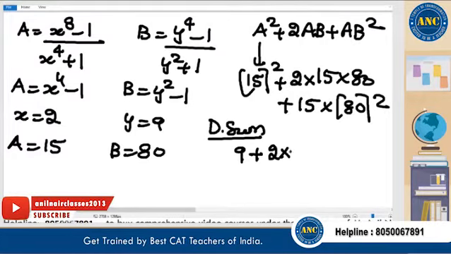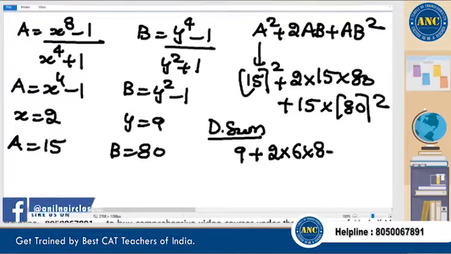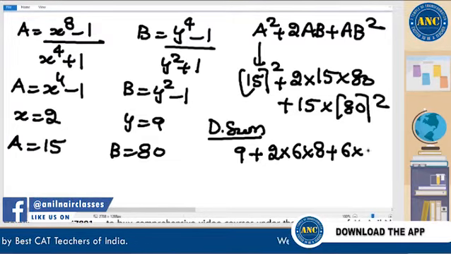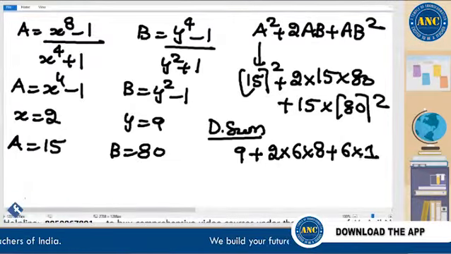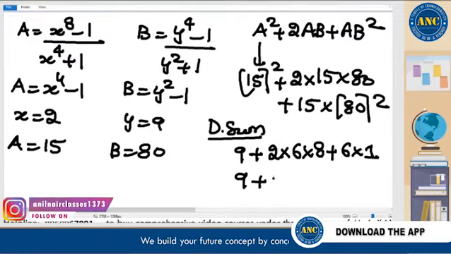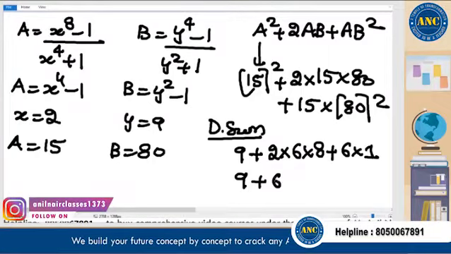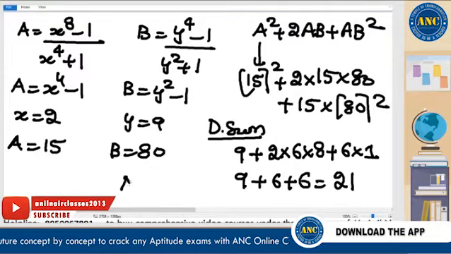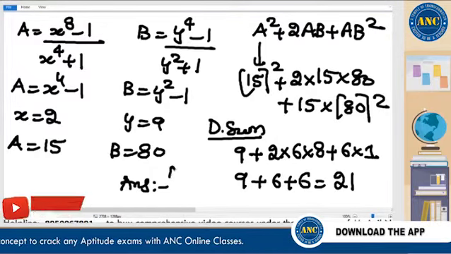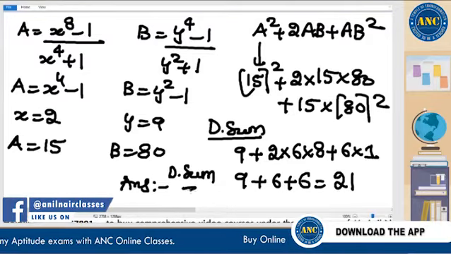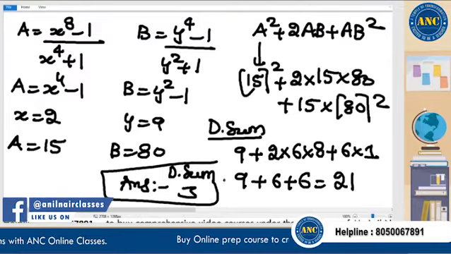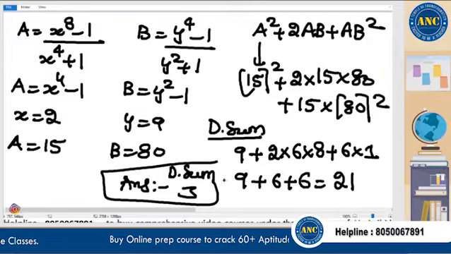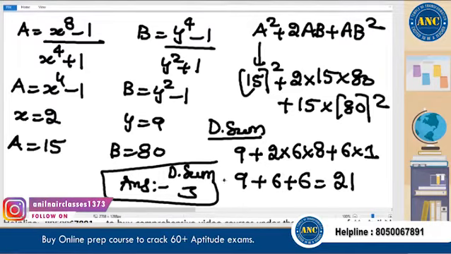So it is 2 into 6 into 8, plus 8 square is 64, which is 1. 9 plus 12, 8 sixes are 48... 9 plus 12 plus 9, 21. Answer digital sum should be 3. Check by using the answer options. I hope you got it right, sir.